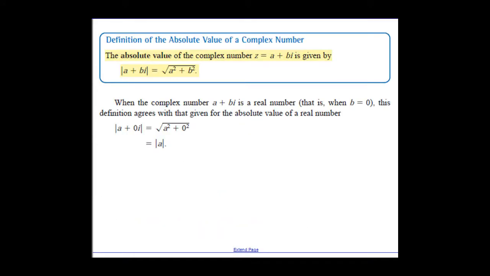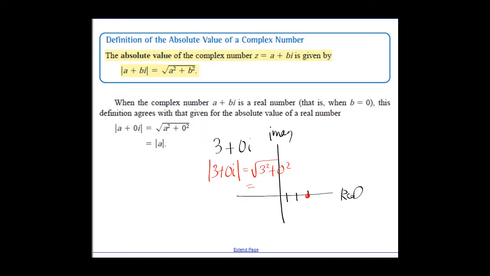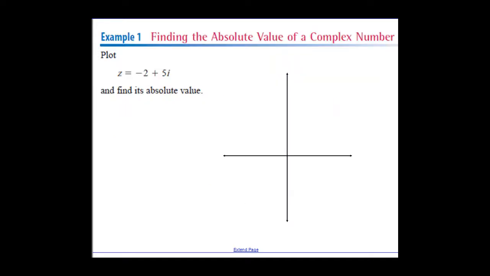So when a complex number is strictly a real number, so we have, for example, 3 plus 0i, if we were to plot that, we'd go over 3 on the real and up 0 on the imaginary. So this point here, the absolute value of this complex number is simply 3.